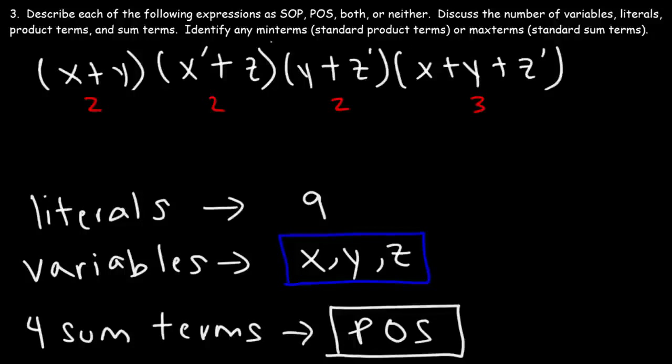Now we're not going to have any min terms because this is not a sum of product expression. But we do have a max term because this is a product of sums expression. So what is the max term in this particular problem? Which sum term includes each variable of the problem, either complemented or uncomplemented? So this is the sum term that has all the variables. So therefore this is considered the max term.